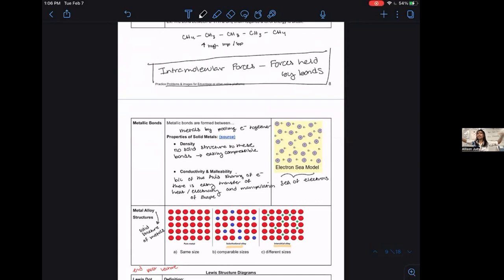Okay, lithium and chlorine. They're so polar, they're ionic. Exactly. So describe the three types of metallic structures.